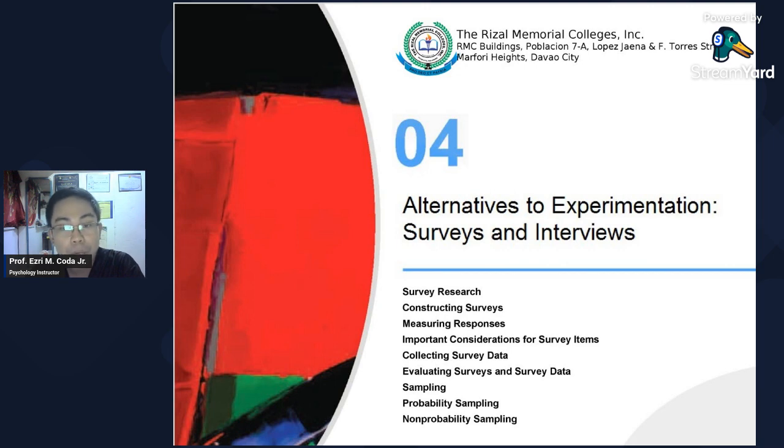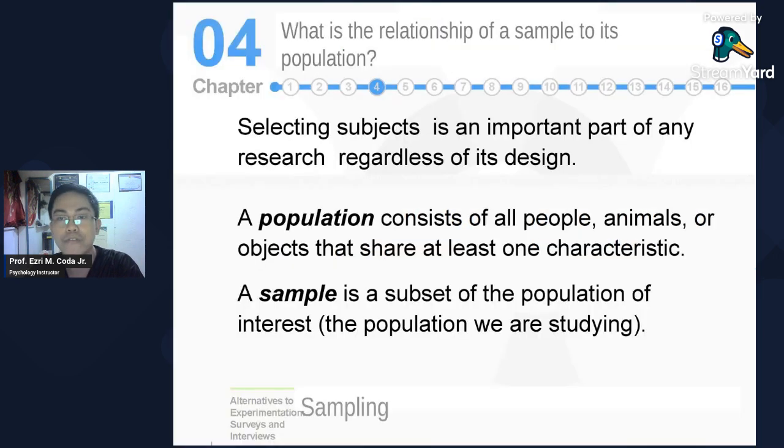So in this topic, we will be discussing survey research, constructing surveys, measuring responses, important considerations for survey items, collecting survey data, evaluating surveys and survey data, sampling, probability and non-probability sampling. So bear with me because this will not take long, because this is just a short presentation with a short coverage of topics. Now, what is the relationship of a sample to its population?